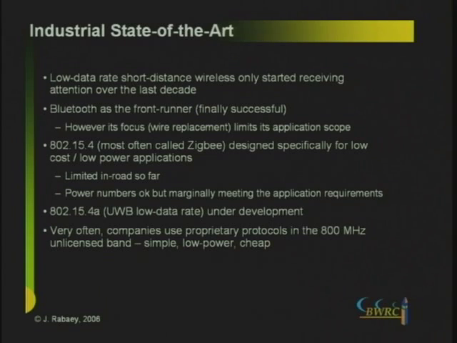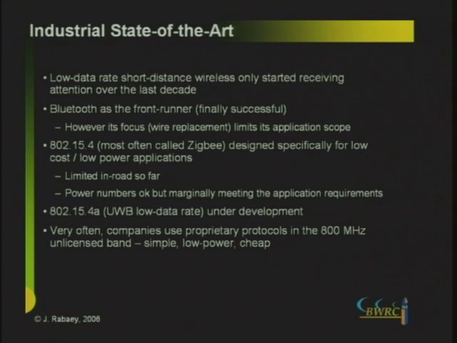Actually, by the nature of the standard, the way it was built, power is still a big issue, and in my perspective, a factor 10 at least higher than what it should be. They're basically marginally meeting the application requirements. So a lot of people are stepping away from Zigbee to go back to what we call in-house ad hoc protocols. Some interesting things are happening in terms of developments. 802.15.4a, which is a variant of the 802.15.4 protocol but based on ultra-wideband, is getting some traction. I'll talk about that. And as I said already, a lot of companies use proprietary protocols in the 800 megahertz unlicensed band, because they're very simple protocols, very low power, very cheap. The garage door opener type of wireless interfaces.